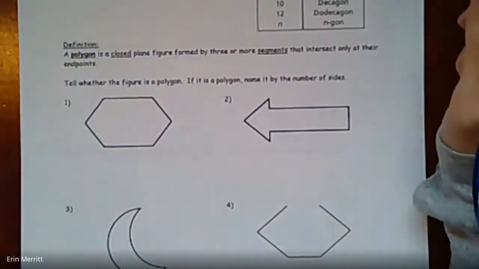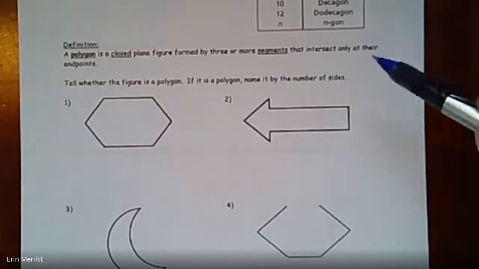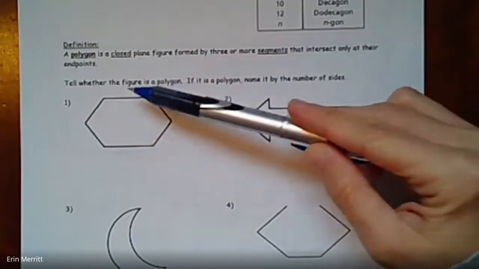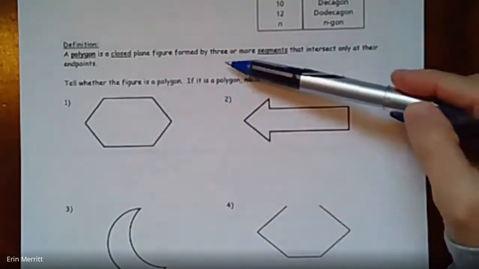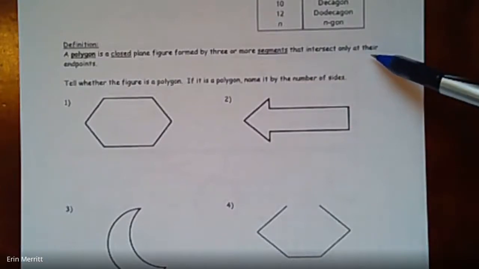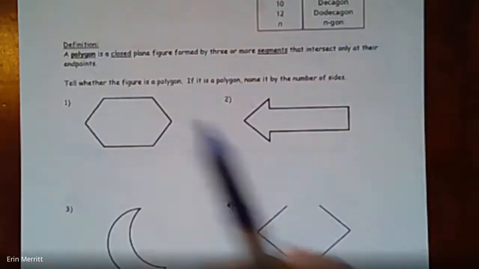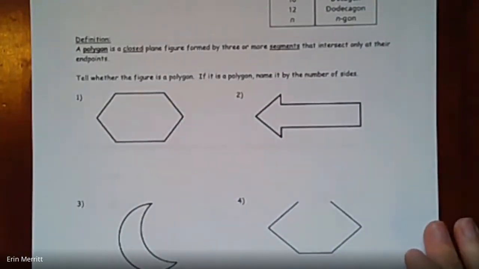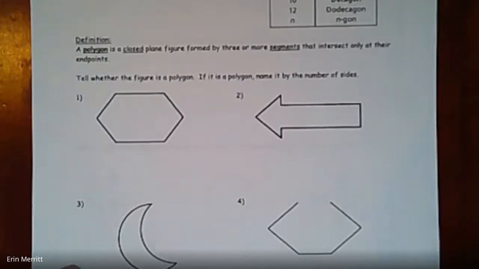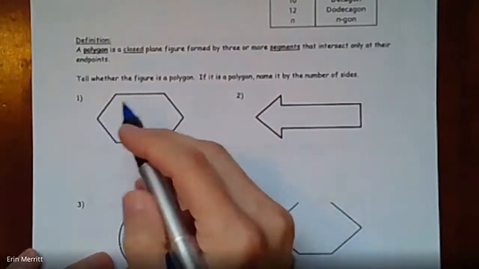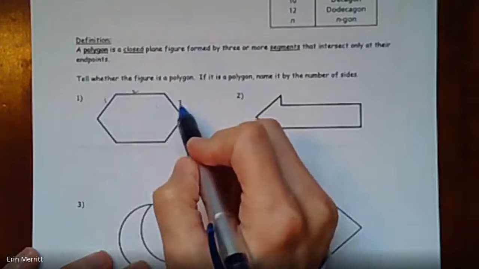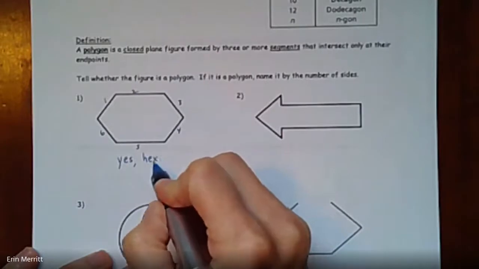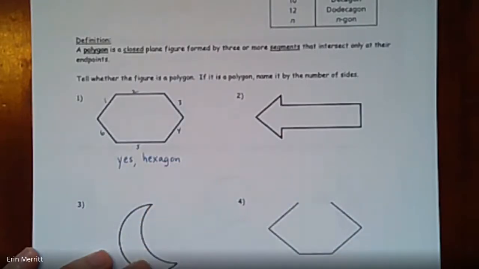So with the first ones, all they're asking you to do here is it's saying that a polygon is described as a closed figure, meaning that it's not left open, all the segments connect, formed by 3 or more segments that intersect only at the endpoint. So they don't crisscross in the middle or anything. So when it says tell whether or not the figure is a polygon and then name it by the number of sides, well, the very first one, that's a really great example of a polygon because everything's connected. And so if we count, we have 1, 2, 3, 4, 5, 6. So we would say, yes, it's a polygon. And specifically, it's a hexagon.